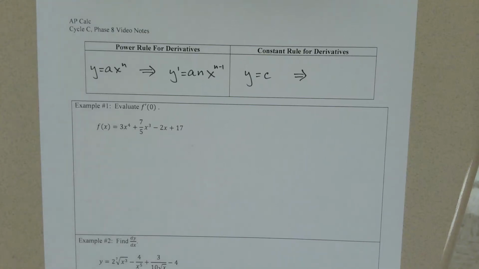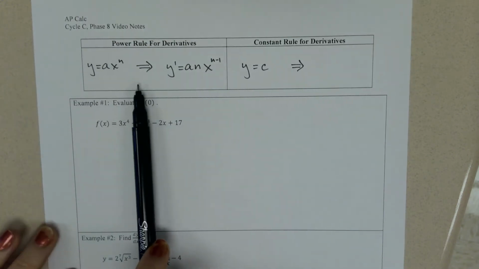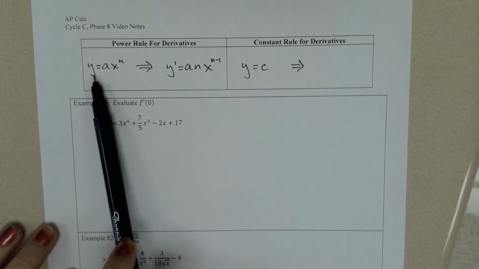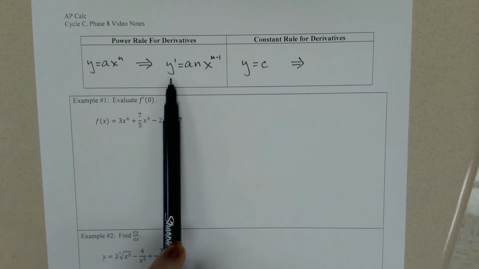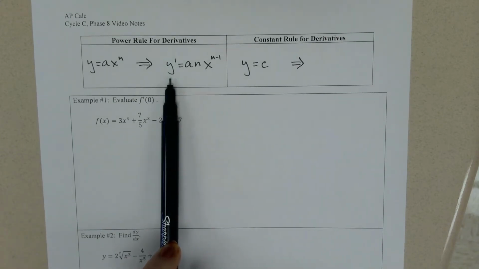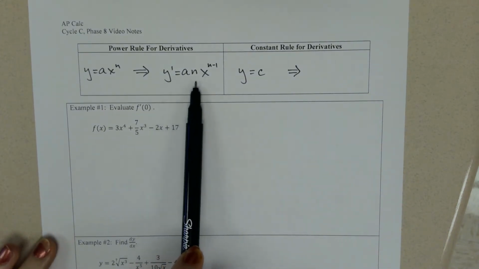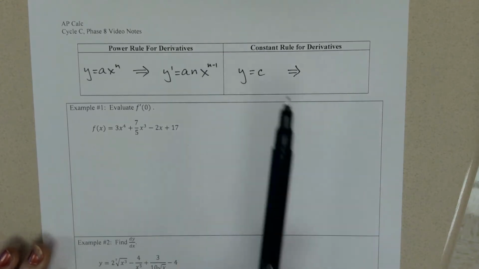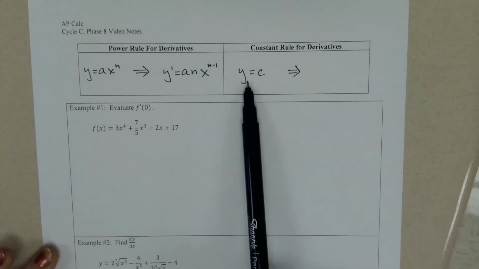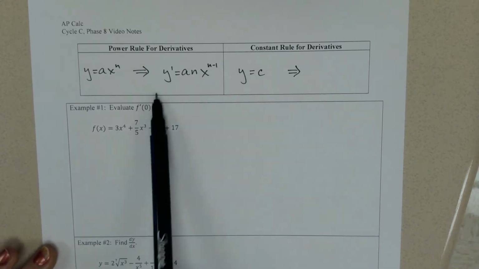Okay, so here are the C-8 notes. So the power rule for derivatives, this is what we used last time. If you have something of the form y equals ax to the n, then its derivative, which is called y prime, sometimes that's one notation for the derivative, then y prime is a times n x to the n minus 1. Now, we already saw earlier how to take the derivative of a constant function using the power rule.